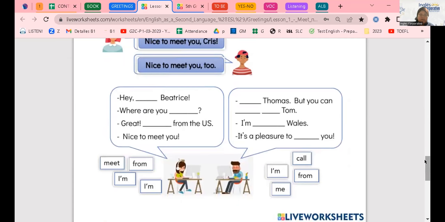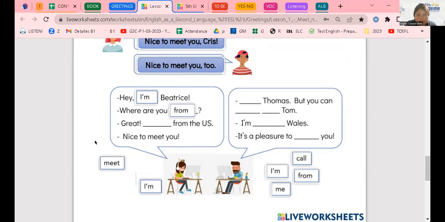We have another two conversations. Well, it's the same, I think. We have to fill in these spaces with the right words. Meet, from, call, from, and me. Hey. So what do we have here? ¿Qué agregamos acá? Hey. Hi, Beatrice. Okay. I'm Beatrice. Where are you from?